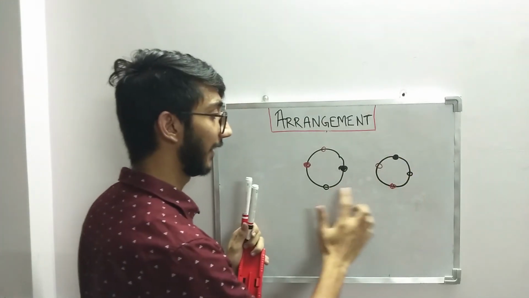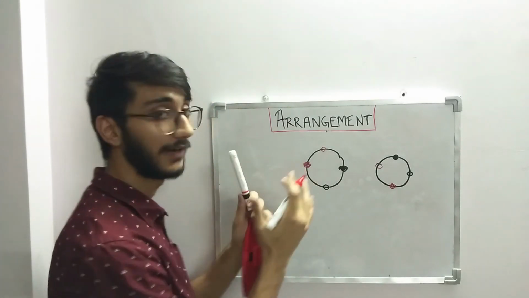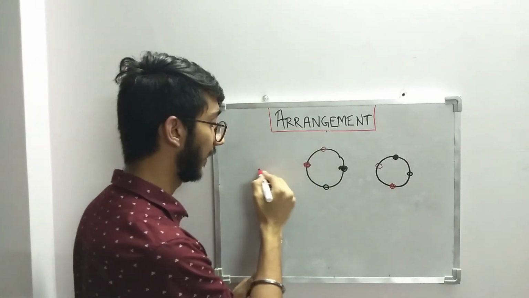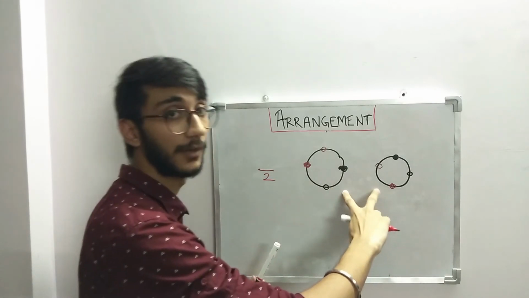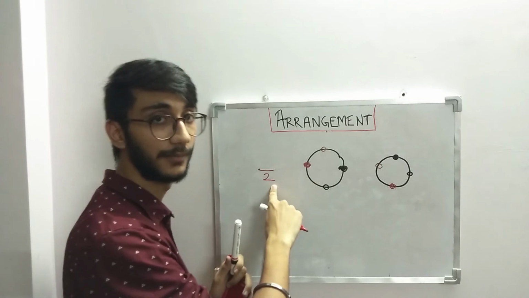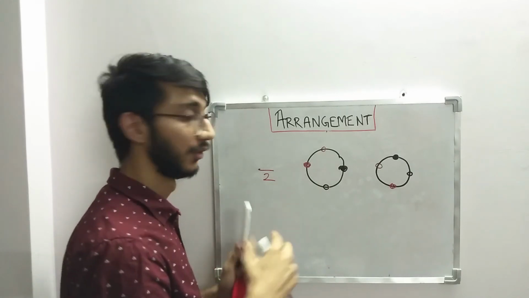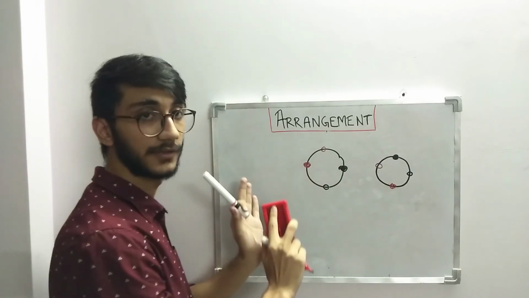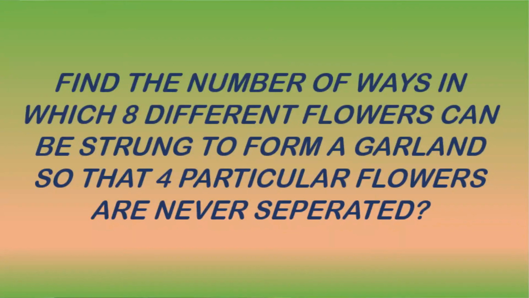So that means when I am doing a question on necklace or garland, I will have to divide my total ways by 2, because this will lead to double counting. So in order to avoid the double counting of these cases, I will have to divide my answer by 2. So calculate your answer as per the circular arrangement and then divide that final answer by 2. You will get the correct answer. So we'll just do one more question for this also, so that you don't have any doubt.